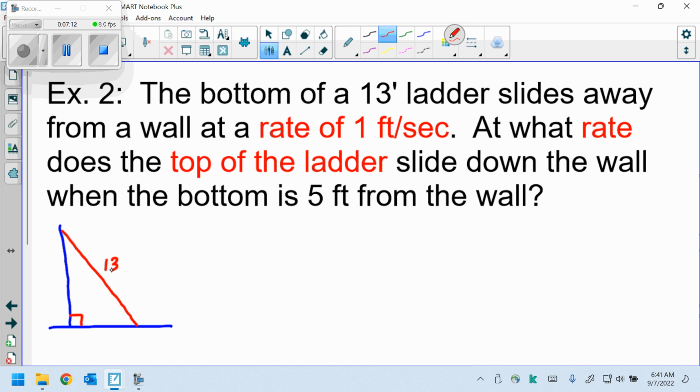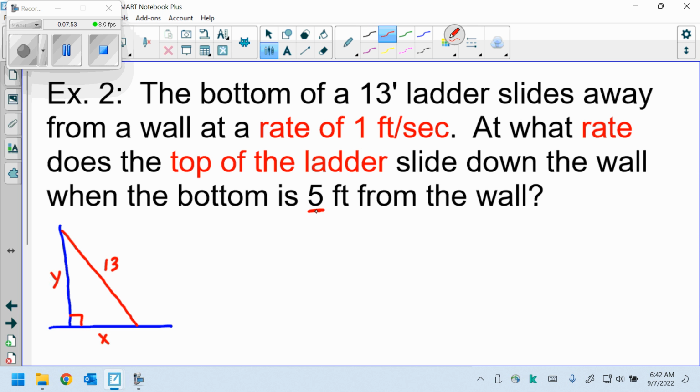Now, at what rate does the top of the ladder slide down the wall when the bottom is 5 feet from the wall? Well, this isn't a 5 down here. This varies. This is a variable. We can call this x. This height varies as the ladder slides down, so that's a variable. Call it y. 13 does not vary. Ladder's always 13. So if something varies in the problem, you have to give it a variable. This is a magic moment number, not a constant.